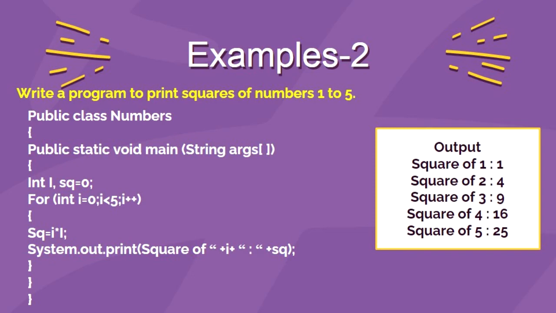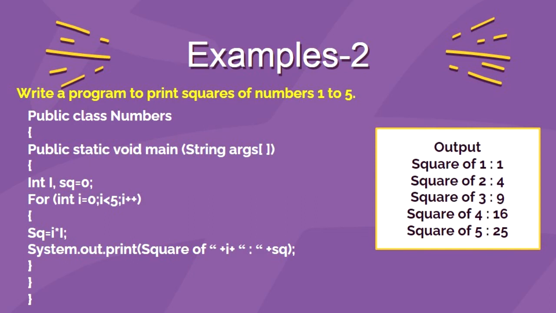We have 5 iterations to follow. The second time i will become 2, and i into i is 2 into 2, 2 squared. The answer is 4. The third time, square of 3, 3 into 3, the answer will be 9. The fourth time, 4 into 4, the answer will be 16, and the fifth time, 5 into 5, the answer will be 25. So each time it is multiplied by itself, and i is a number that increments each time by 1 till the number 5.